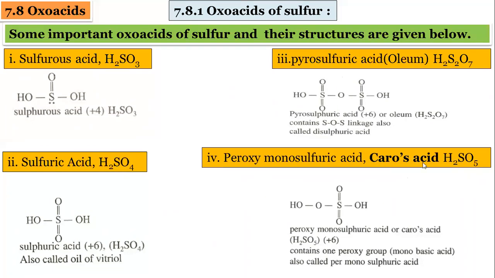Then remember the name Caro's acid. Those students preparing for the NEET exam and JEE exam, this is asked. What is meant by Caro's acid, or what is the formula of Caro's acid? Remember, the formula is H2SO5. This Caro's acid is also called peroxysulfuric acid. Peroxysulfuric acid, remember.